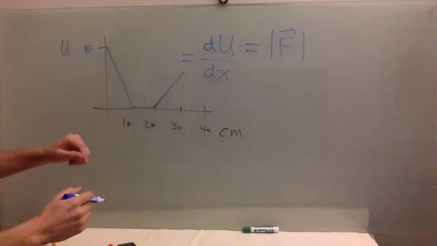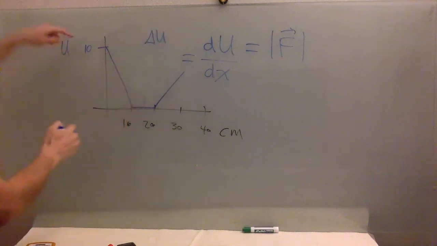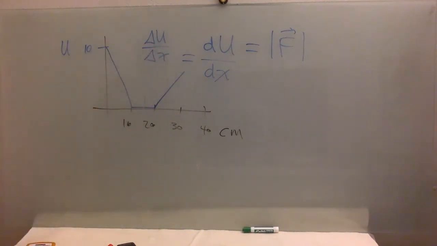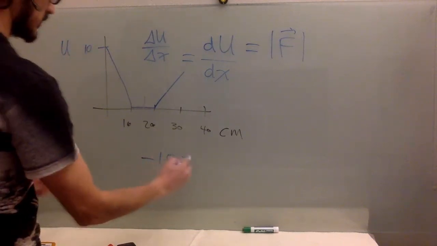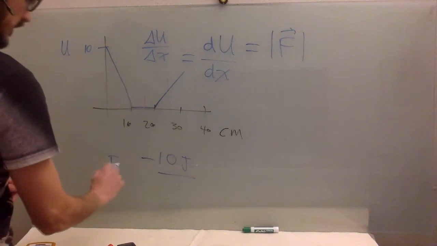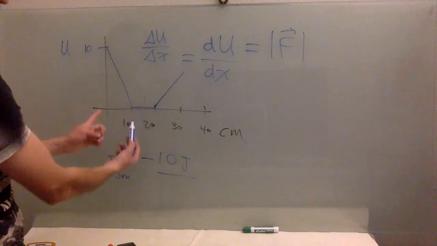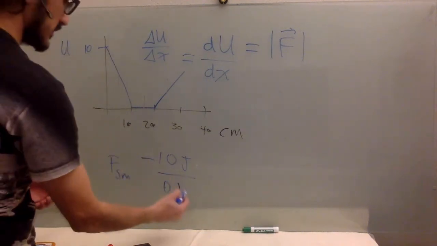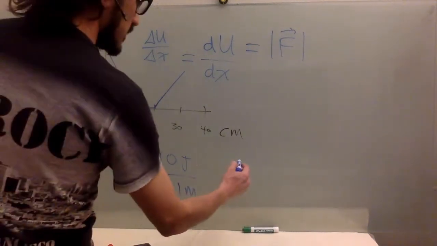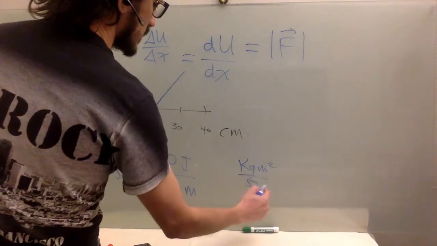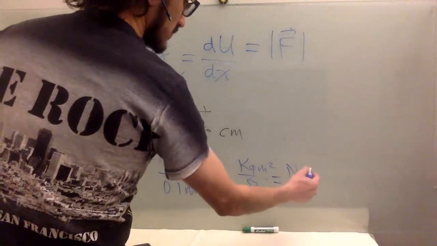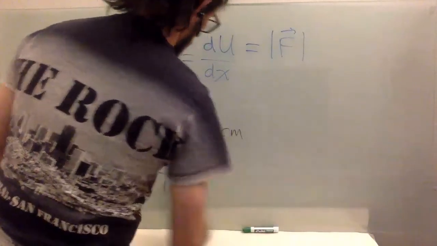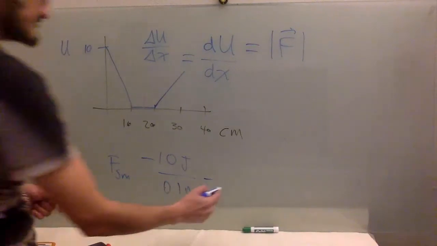So this is just the slope, right? So the change in U, the rise. Change in x is the run. So here the rise is negative 10 joules for the force at 5 centimeters. And the run is 0.1 meters. So joule, you divide it by a meter. Joule is kilogram meter squared over second squared. It's also equal to newton times meter. So if you divide it by the meter, you get your newtons, which is a force. So over here is going to be 100.